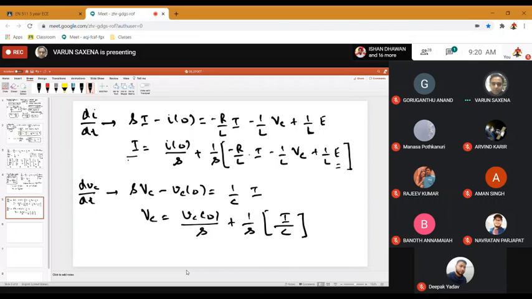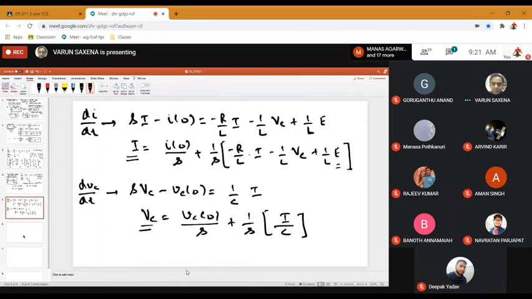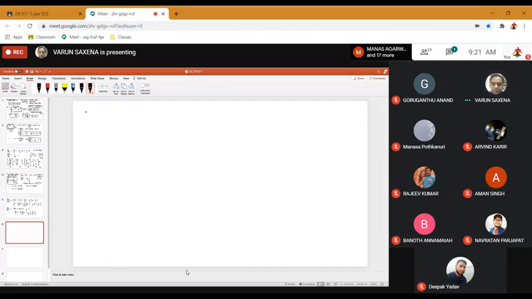So now I have two equations, one for the Laplace transform of current and one for the Laplace transform of voltage, and I need to create a signal flow graph using these. I hope the equations are clear because they are a simple application of the Laplace transform based on the formula that I just told you. So let's create that model. Let me write them once again. I is equal to I0 by S plus 1 upon S.